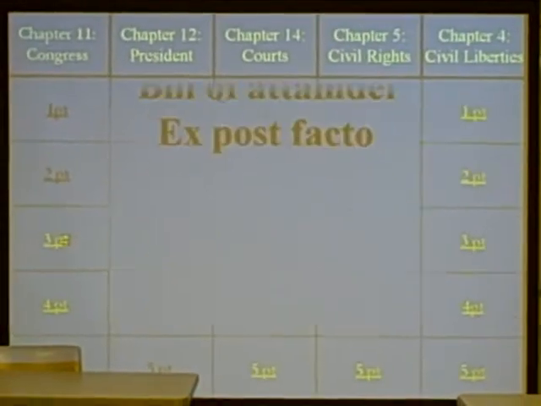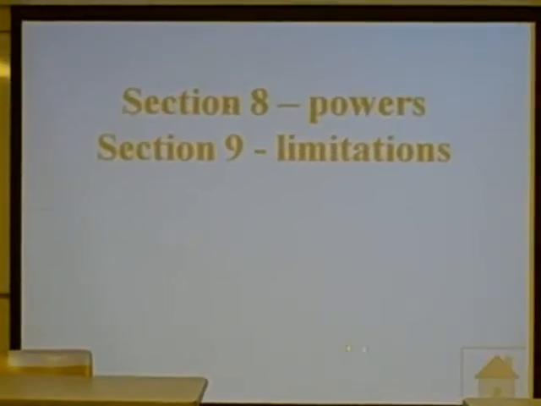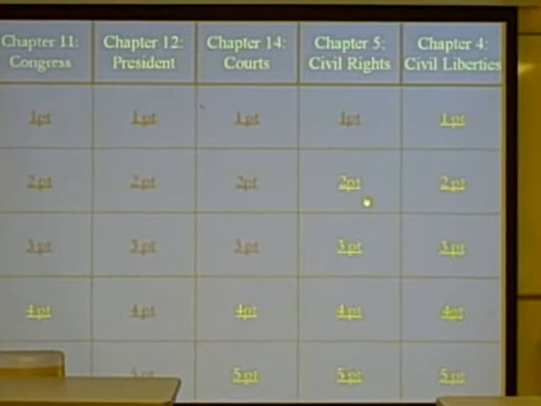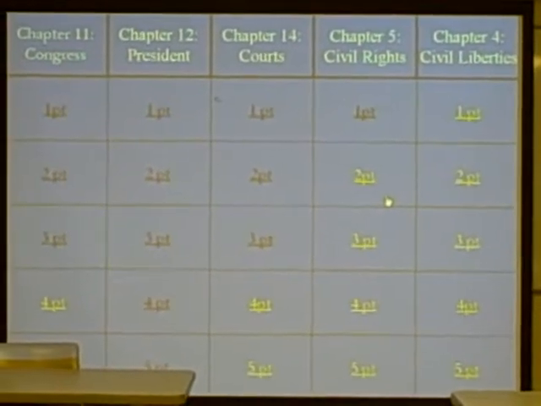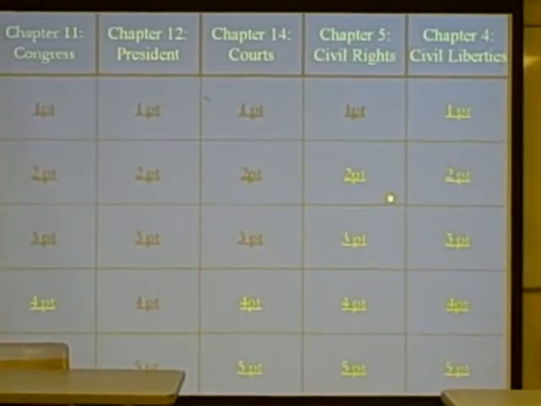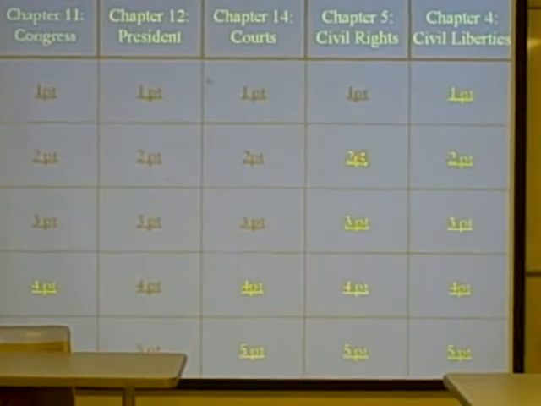Pick me a category. Go ahead, Jeremy. That was it? And involuntary servitude. Sorry about that. Okay, there you go again. Pick me a category. He just did Congress, 2 points. Civil for 2.